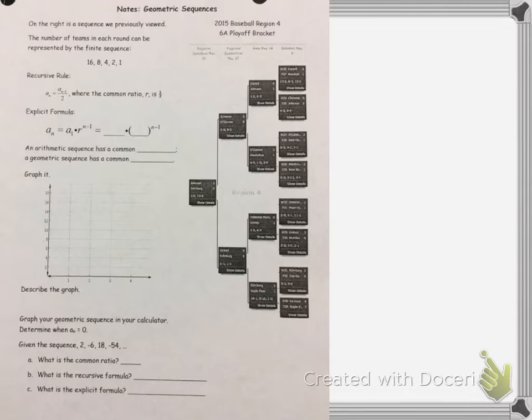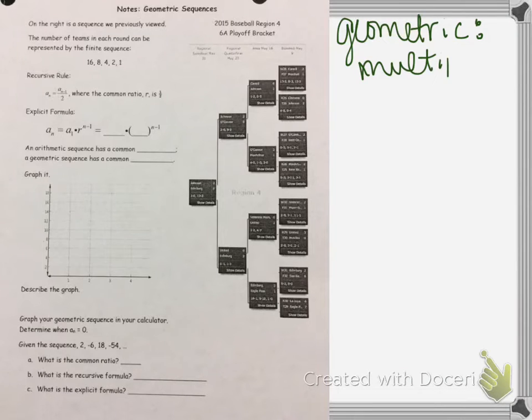A geometric ratio is different than an arithmetic. A geometric is going to show multiplication or division as opposed to adding or subtracting.